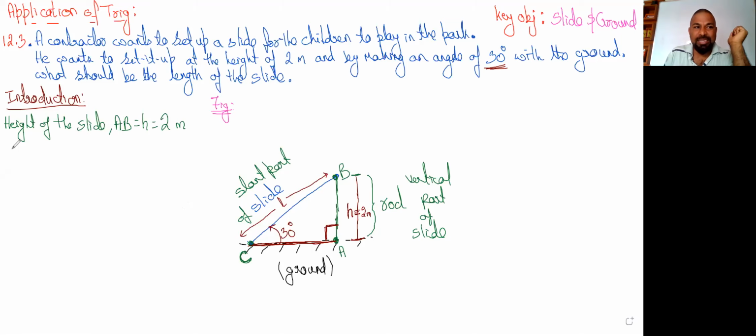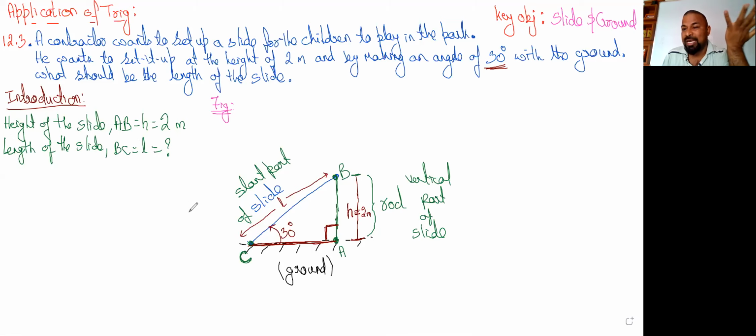Okay. The next one is nothing but length of the slide. So this is the second thing we are giving, length of the slide, which is nothing but BC. It's nothing but L. We don't know that. We are supposed to find that length. That is the second point.